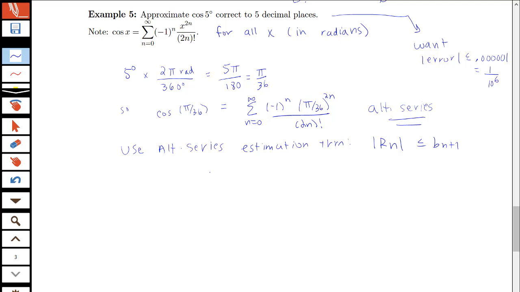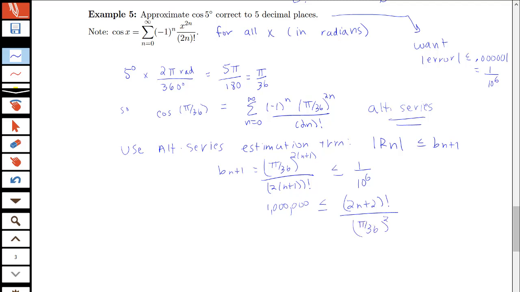So what is b n plus 1 here? Well, b n plus 1 would be equal to pi over 36 to the 2 times n plus 1, all over 2 times n plus 1 factorial, and I want that to be less than or equal to 1 over 10 to the 6th. So with cross multiplying here, we know 1 over 10 to the 6th would be a million. I'm trying to find the first time that 2n plus 2 factorial divided by pi over 36 to the 2n plus 2 is going to be bigger than this 1 million number.